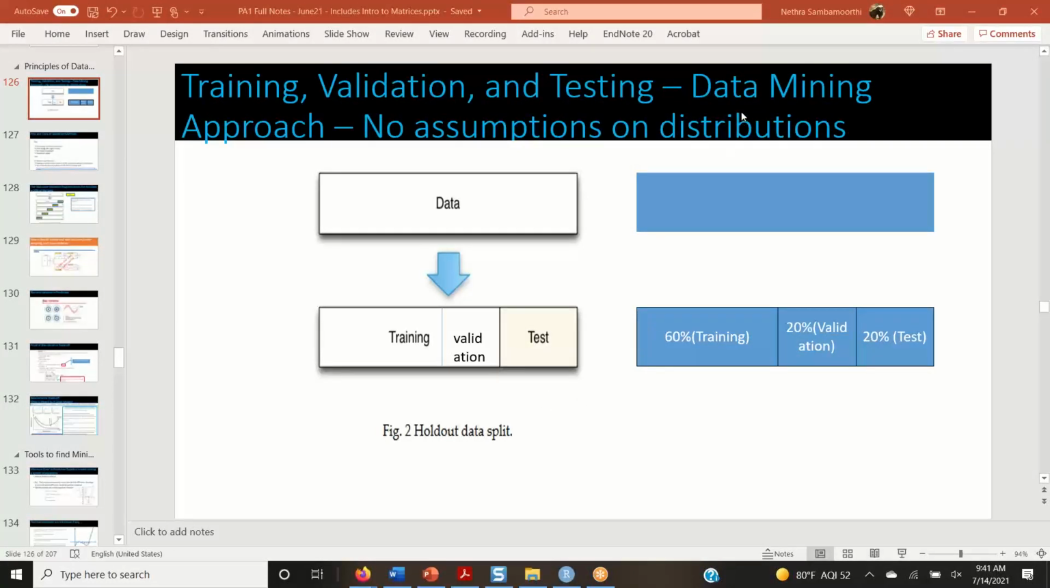Testing is 2,000. So given 10,000 data rows, the number of rows of data points is 10,000, then validation will be 2,000 records used for validation, 2,000 records used for testing, and 6,000 records used for training.